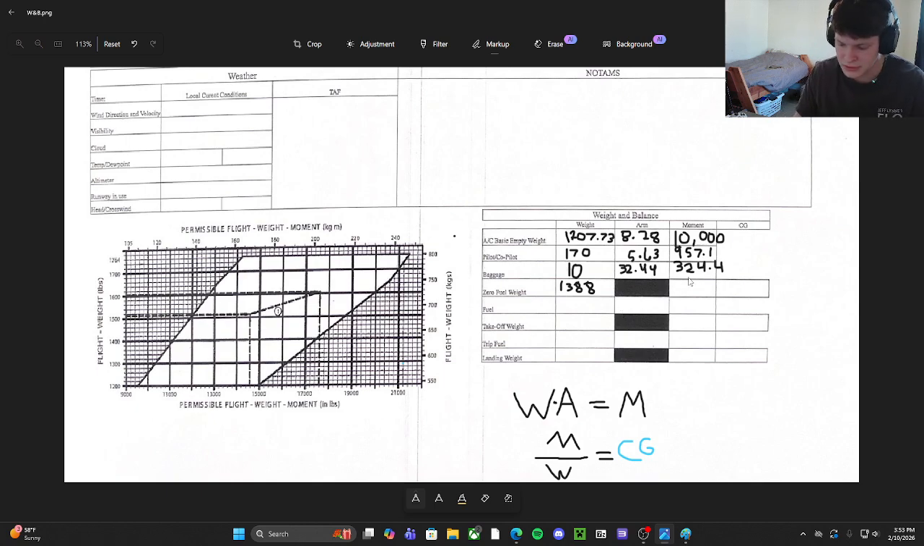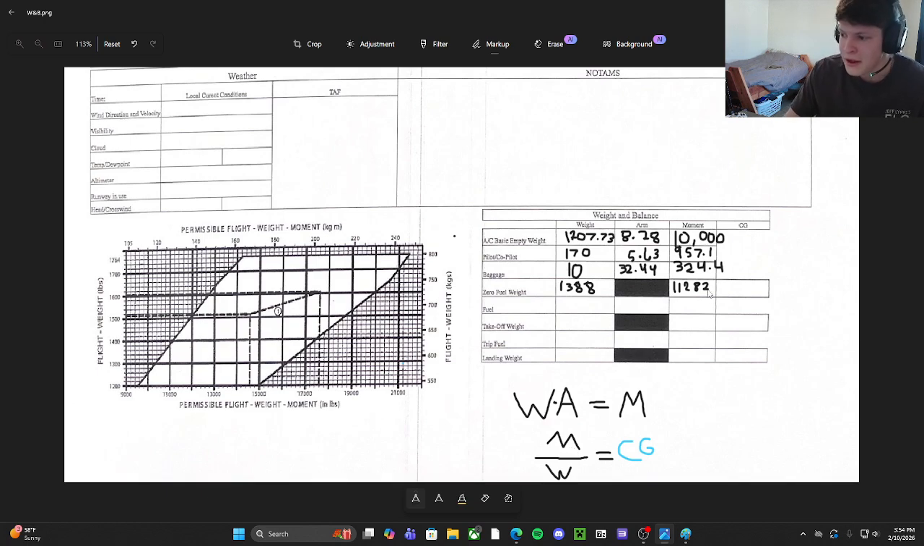So 10,000 plus 957.1 plus 324.4. I get 11,281.5. So I'm going to say 11,282. So from there now, in order to calculate our CG, we do moment over weight. The way that people remember that is they say your mom is overweight. That's how you get your center of gravity.